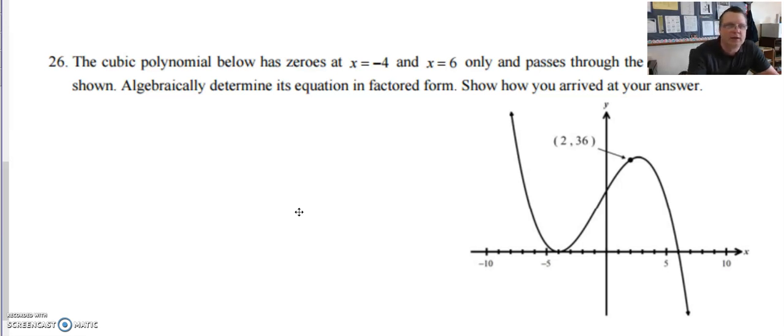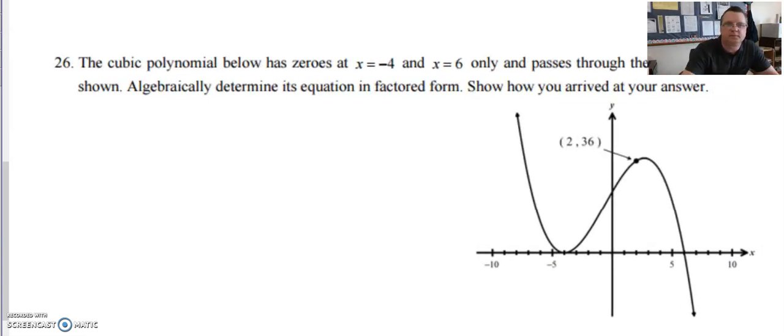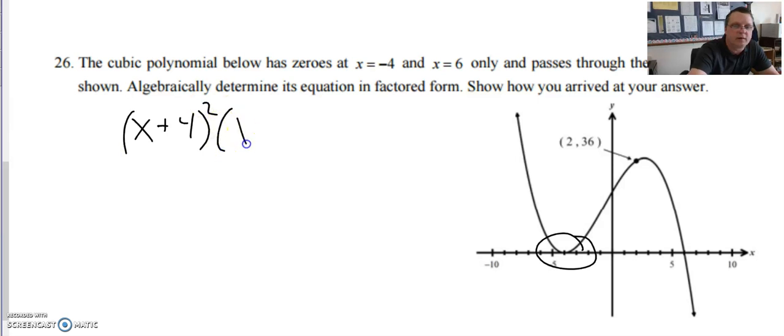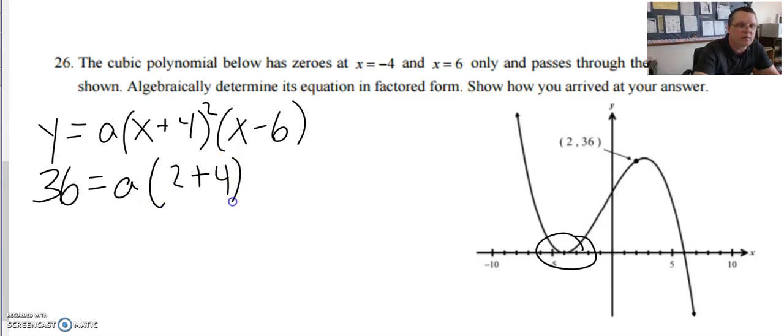With 26, we have to show that it passes through the point (2, 36). So the key thing is this right here, because that is your double root. So that's at -4. That means I have (x + 4) squared, and then (x - 6). And there's your a, and it equals y. So x is 2, y is 36. So I have 36 equals a(2 + 4) squared (2 - 6).